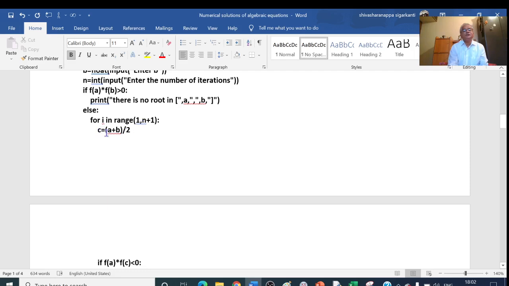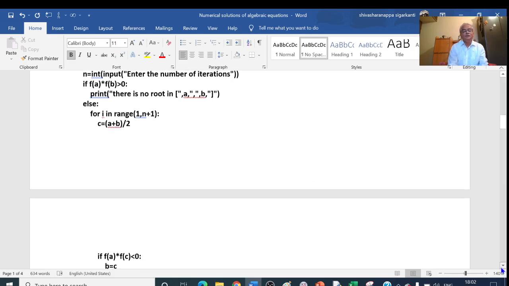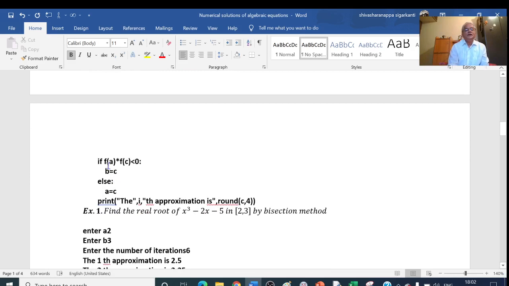What we do here is we divide the interval: c equal to a plus b by 2. We find the value of c. Then we check f of a into f of c. Suppose f of a into f of c is less than 0, then the root lies in a c. Therefore, we replace this b by c. Otherwise, root lies in c b. Then replace a by c.